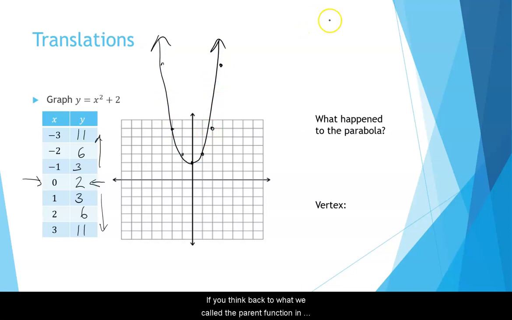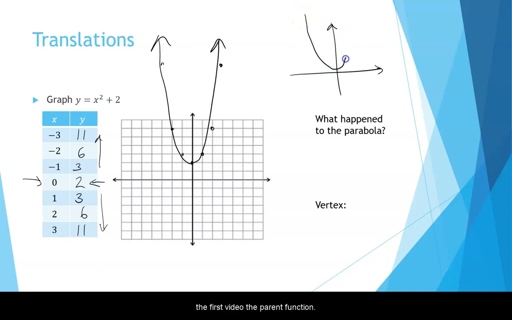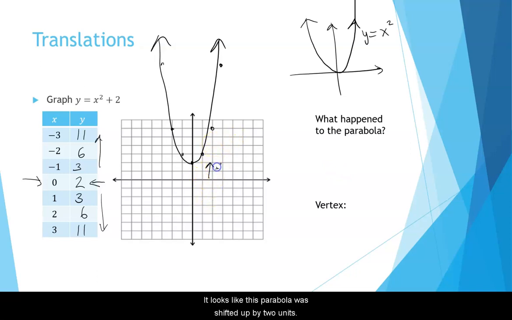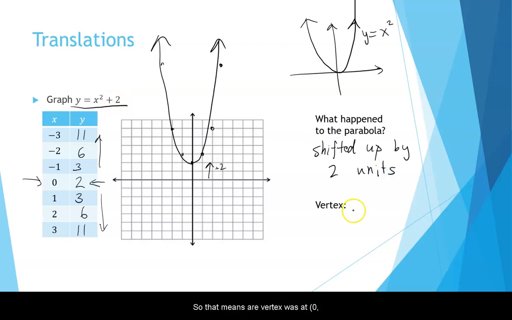If you think back to what we called the parent function in the first video, the parent function's y equals x squared, and it has the vertex at 0, 0. So what happened to the parabola? It looks like this parabola was shifted up by 2 units. And sure enough, in the equation y equals x squared plus 2, it appears that the parabola is shifted up by 2 units. So that means our vertex was at 0, 2.